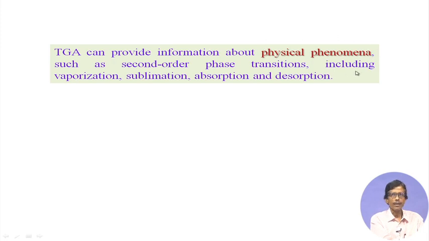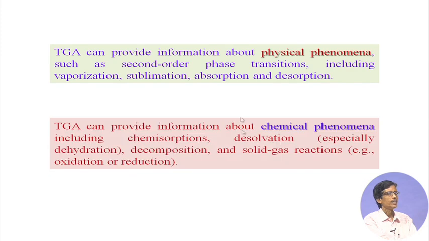It can be a metallurgical sample, it can be a material sample, it can be any other ore or minerals which can be characterized for their physical characterization, such as you can have a phase transition. So, if you have a second order phase transition which includes vaporization, sublimation, absorption and desorption. So, all these things, that certain material is not decomposing, but it is vaporizing, or going for sublimation. We can monitor that particular change by your TGA.